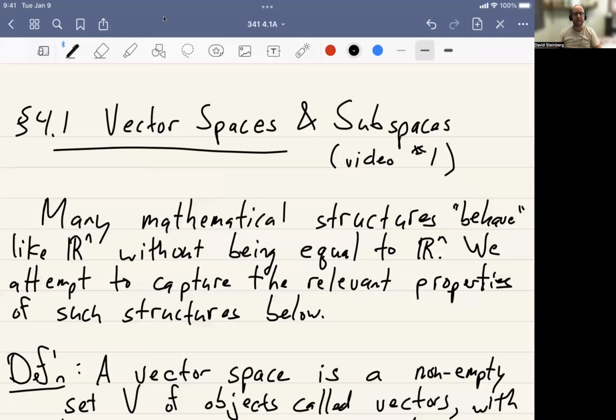Okay, welcome back to section 4.1, vector spaces and subspaces. Many mathematical structures behave like Rn without actually being equal to Rn. We'll give examples of this in a sec. And the idea is to try and capture what I mean by "behaves like", capture these relevant properties of Rn inside of such structures below.